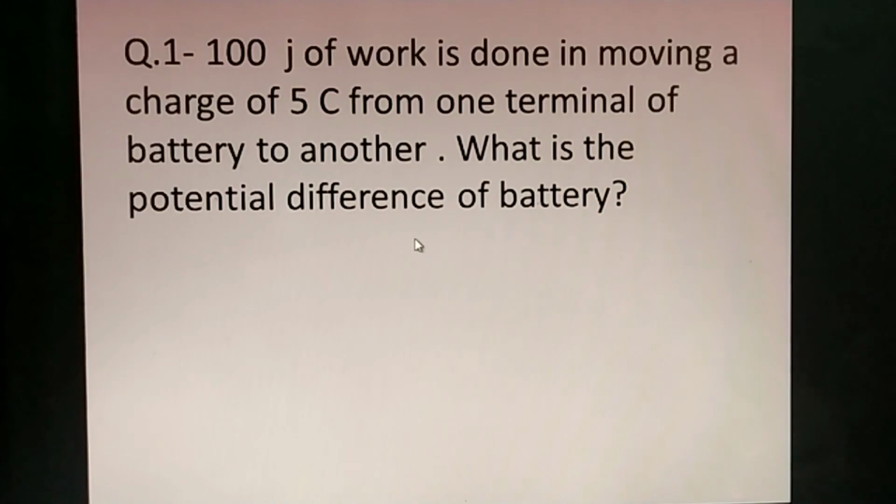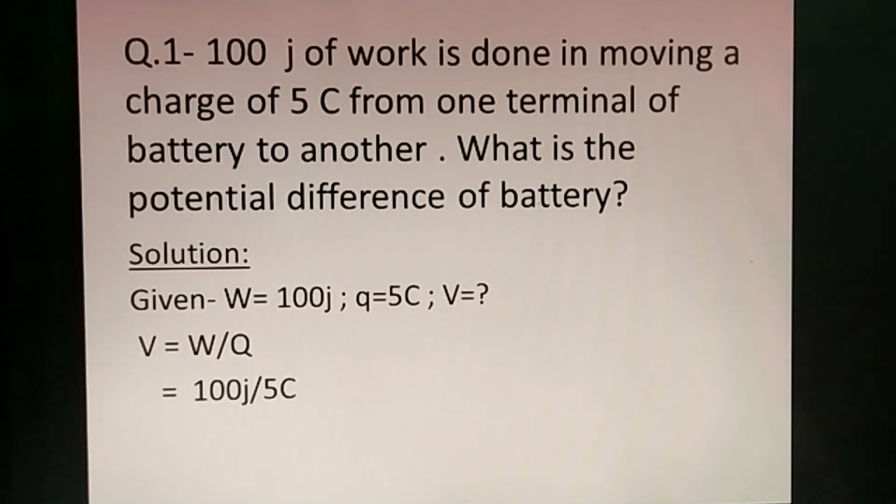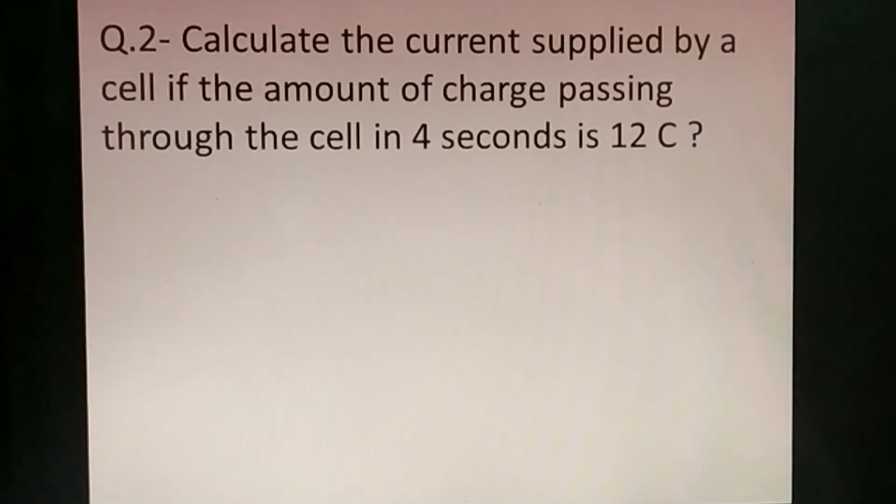So first we will write down all the values which are given in the question. That is W equals 100 joule, charge Q equals 5 coulomb, and V you have to find out. Then according to the formula, V equals W upon Q. V represents the potential difference, W is the work done, and Q is the charge. Then after putting all the values in the formula, we will get the answer 20 volt. Now I am moving to the next one.